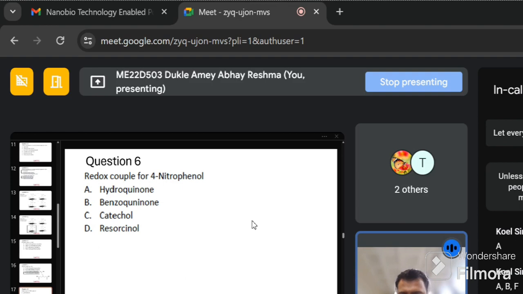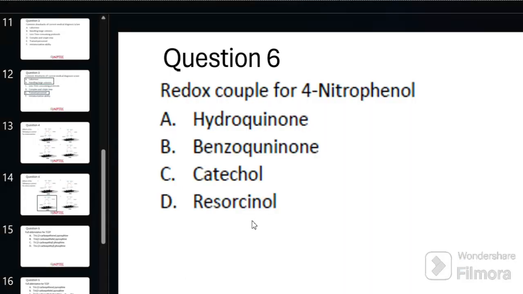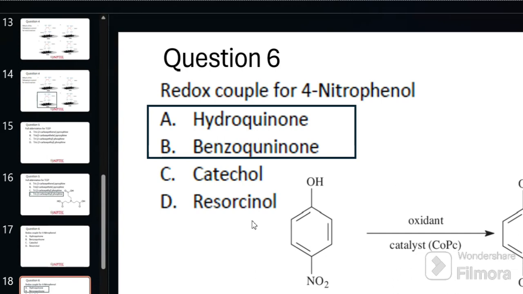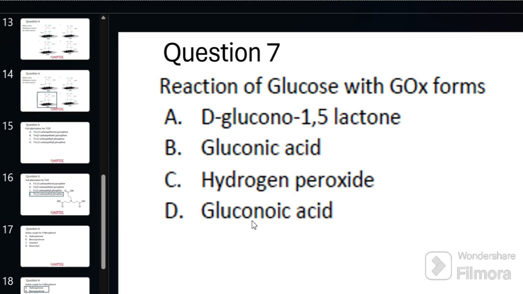I'll only give out the answers. It's a multiple select question. When it is oxidized in the presence of a catalyst, we get hydroquinone and benzoquinone. These are the two couples for nitrophenol. So moving to the next question.